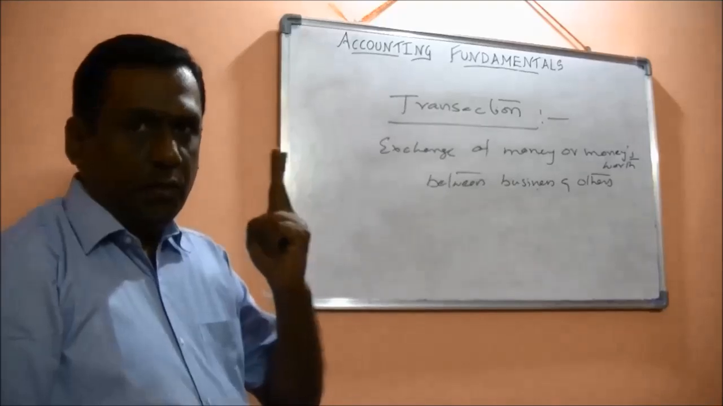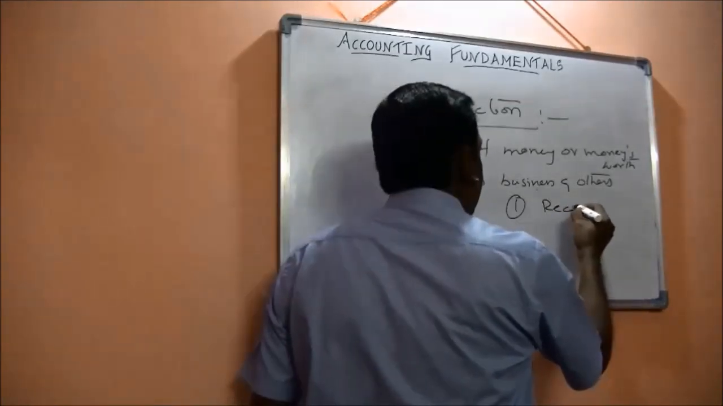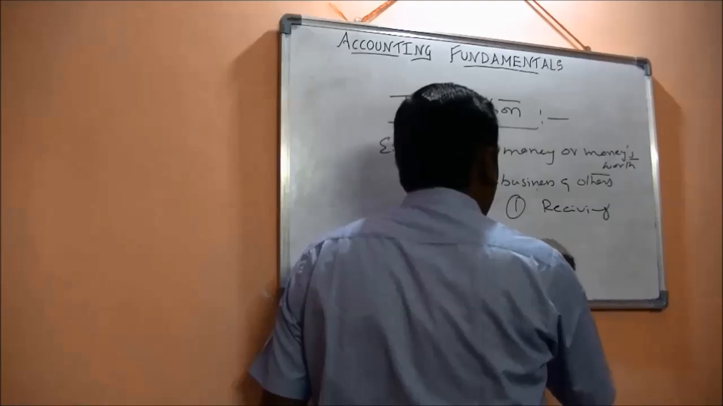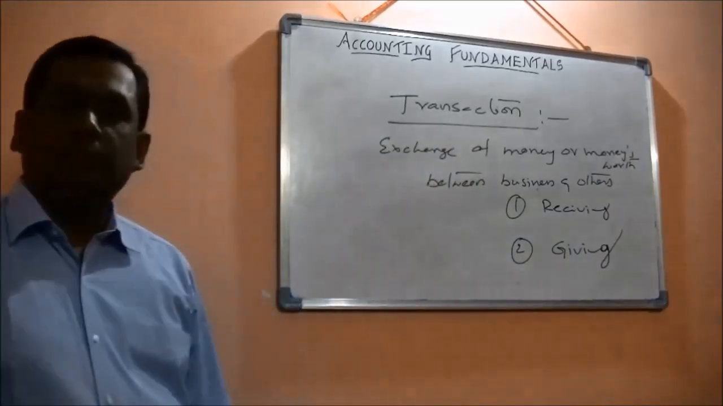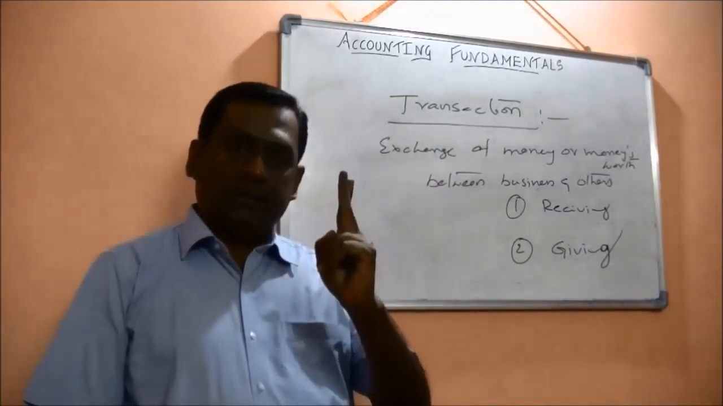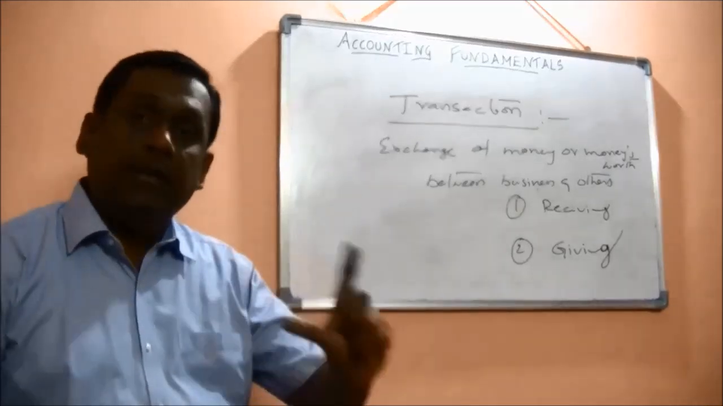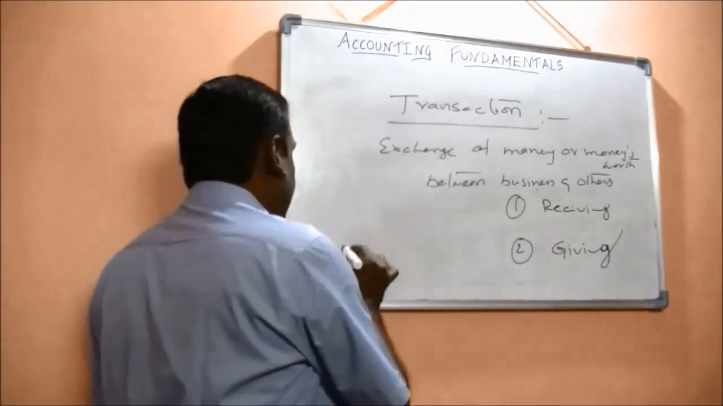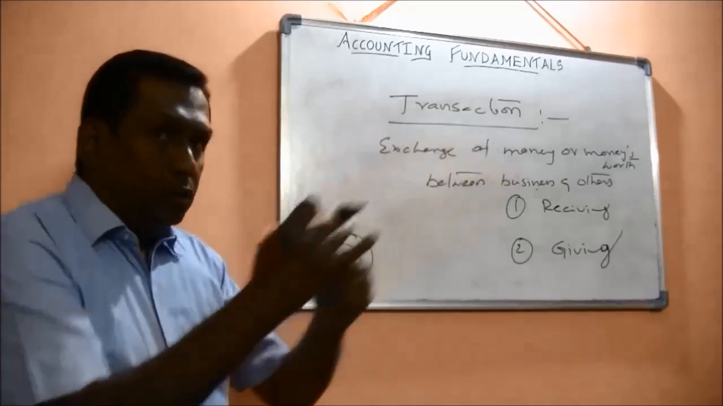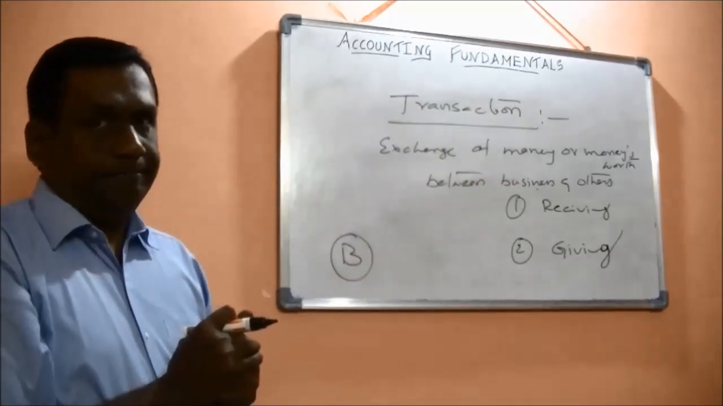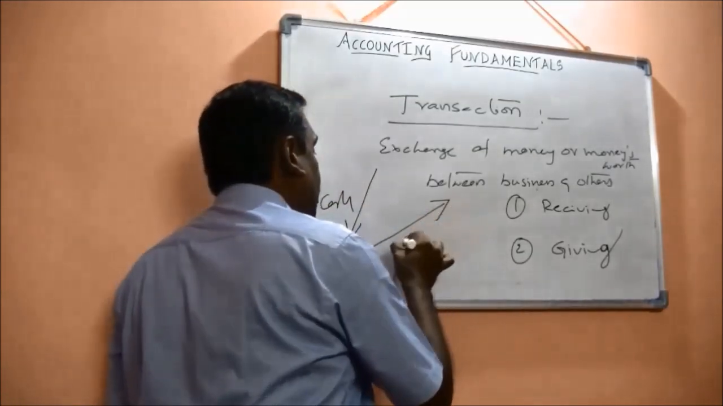Now, in every transaction, you find two aspects. You know what they are? Number one, receiving aspect. Number two, giving aspect. In every transaction, you find two aspects. One, receiving aspect, and second one is giving aspect. Let me explain with an example. Business sold goods for cash. So what comes in? Cash. What goes out? Goods.